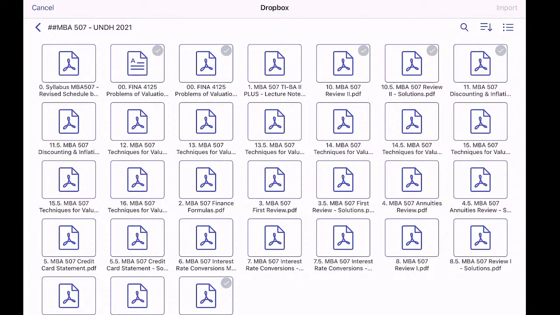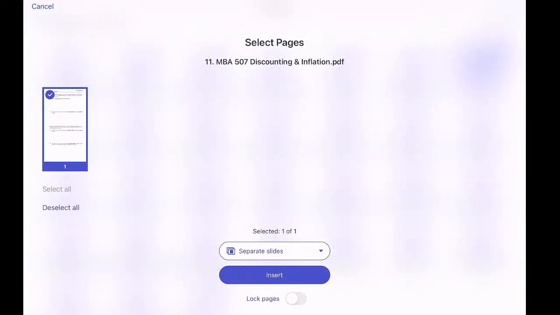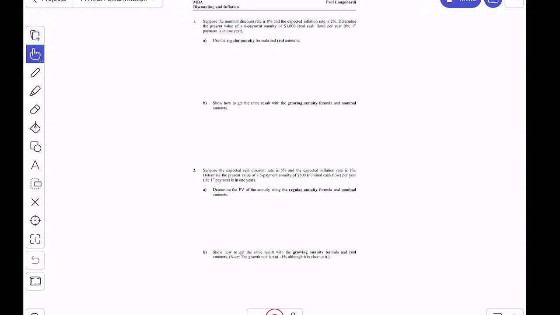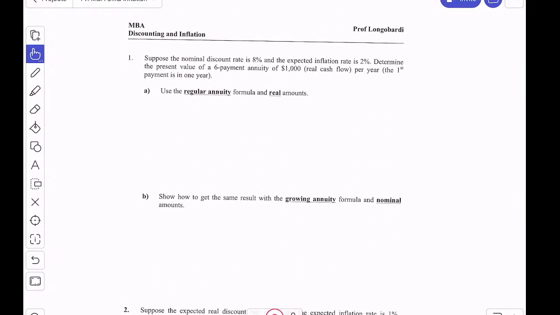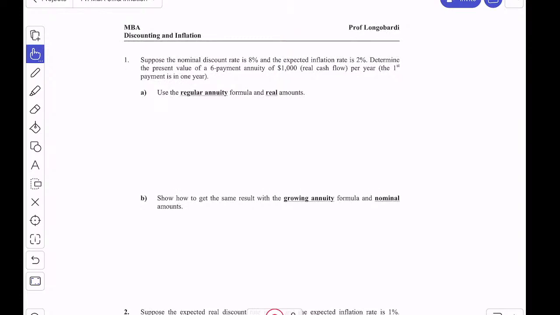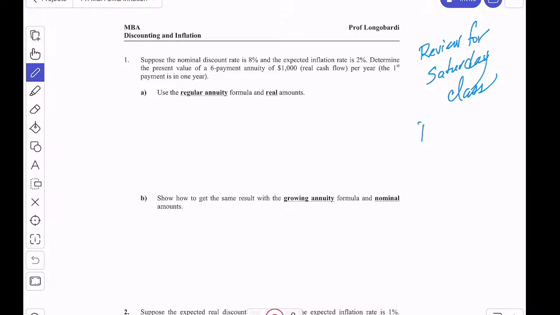So I looked at the review problems 10.5. There's also this document 11 that's important. So I'll look at this tomorrow, but you can review. I don't know if you're going to have time tonight, but we're going to look at this tomorrow, okay? So review for tomorrow. You have the solutions as well. This is document 11.